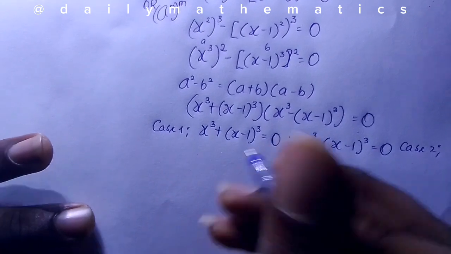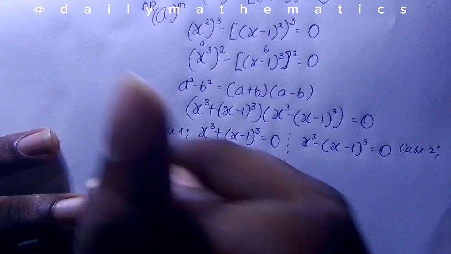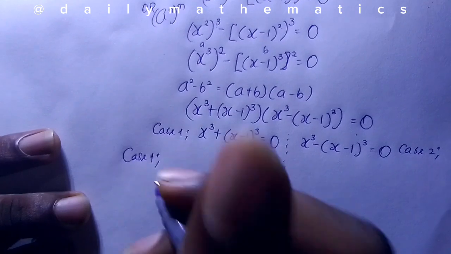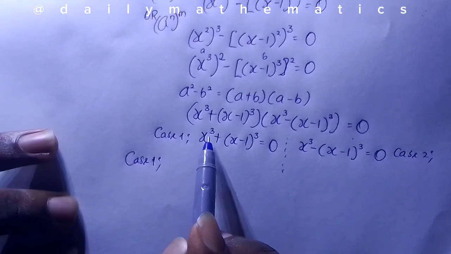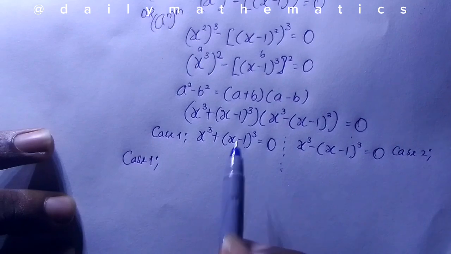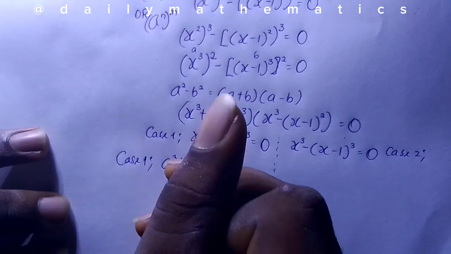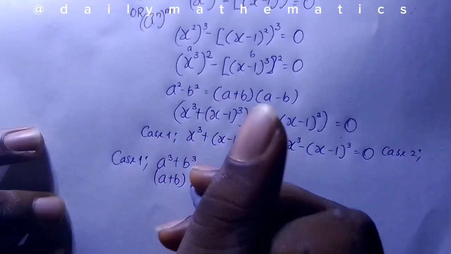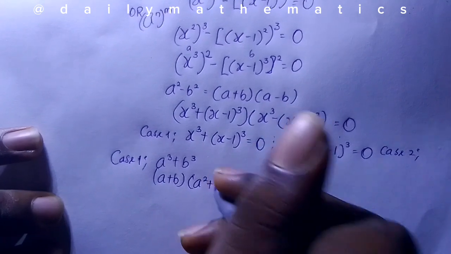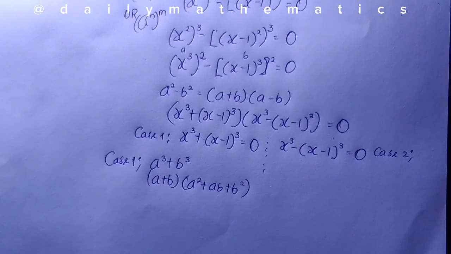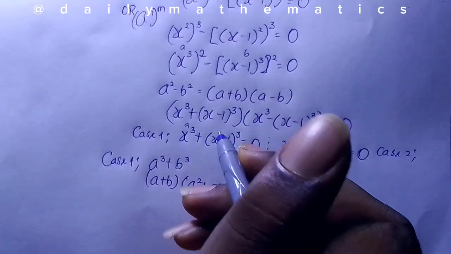If we are to start with case 1, let's start with case 1. If we are to solve case 1, right? So we can see the summation of two cubes. When we have a cube plus b cube, it gives us a plus b, and a squared plus ab plus b squared, right? That's what it gives us. And we know that this is our a here and this is our b here.